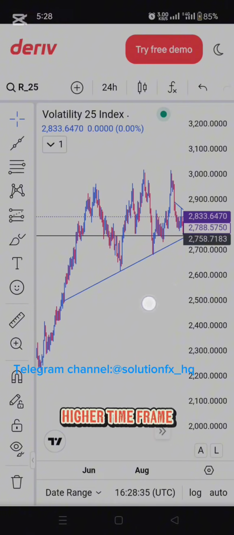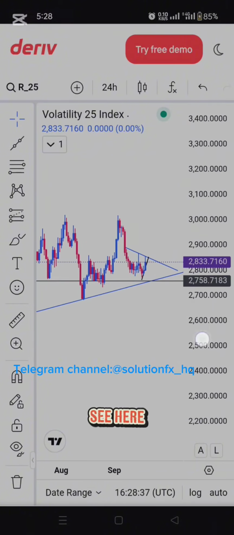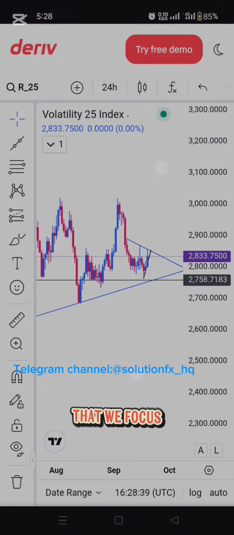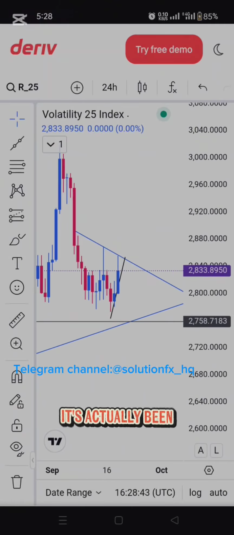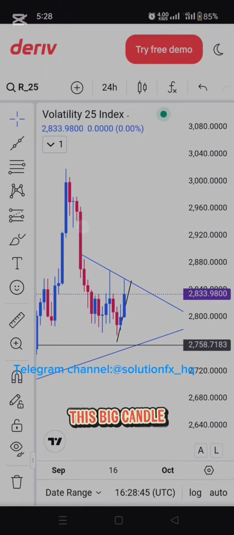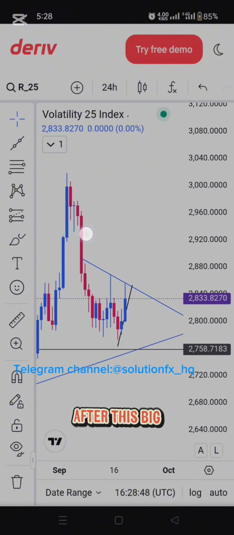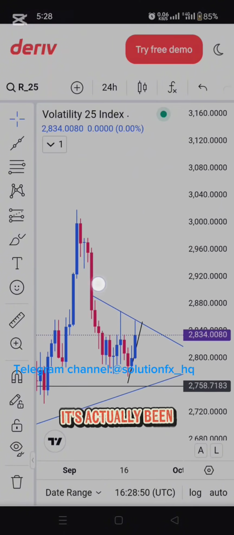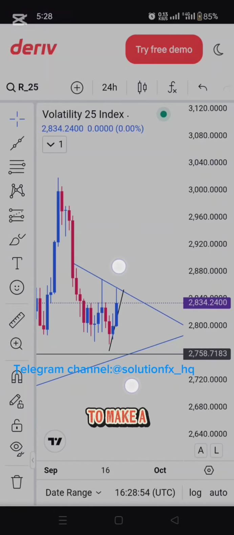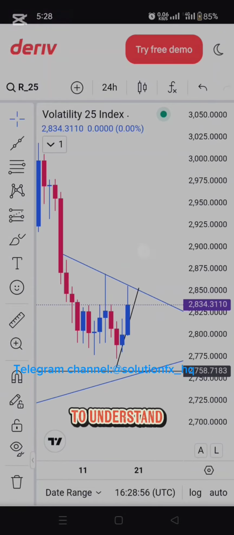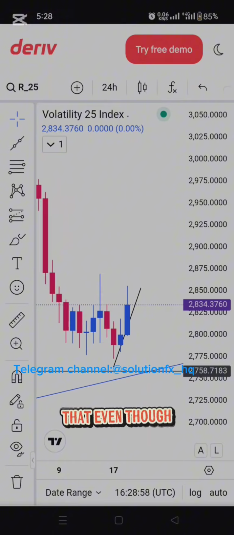So using the higher time frame of 24 hours, what do we see here? We're going to notice that this market has actually been in a downtrend after this big bearish candle here. It's actually been selling up until this very moment where it decided to make a retracement buy.